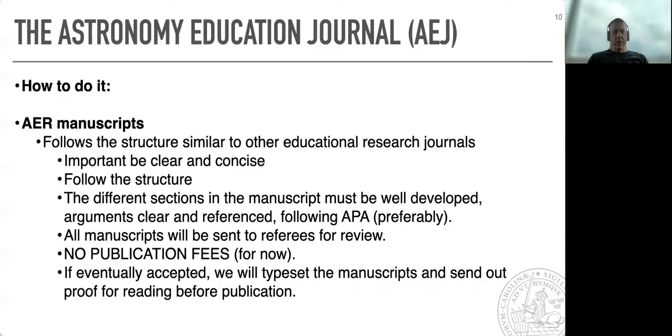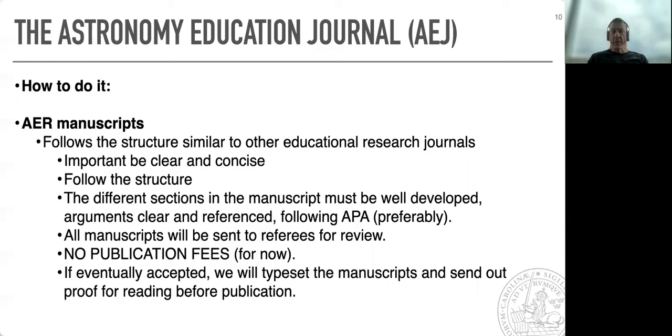And how to do it then? Well, when you're preparing your astronomy education research manuscripts, you must follow the structure, of course, that is similar to all other educational research journals. It is very important to be clear and concise in your writing. And again, I urge you to follow the structure of the journal. The different sections in the manuscripts must be very well developed. Arguments must be clear and referenced. And we suggest that you follow APA when it comes to referencing.